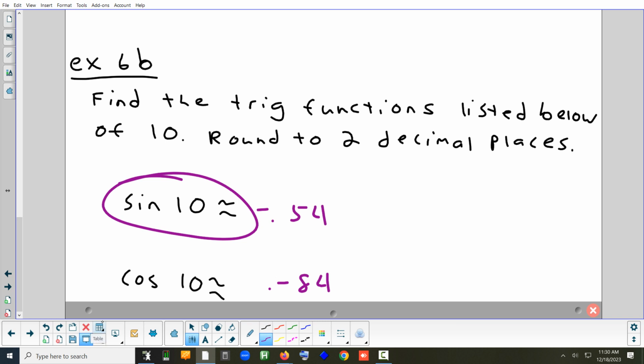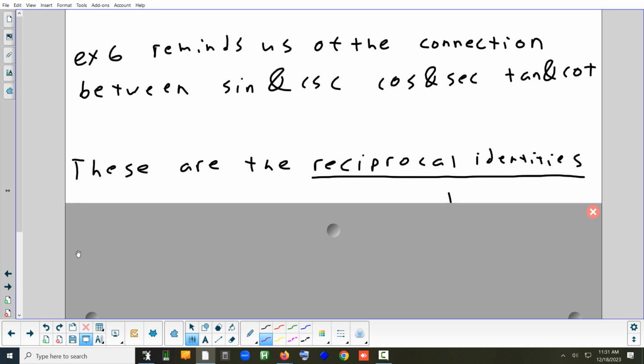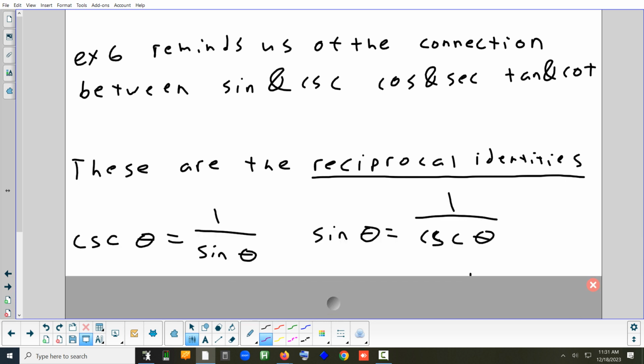Any question on that? Okay. So we keep seeing this connection between sine, cosecant, cosine, secant, tangent, and cotangent. And the connection is that these are what we call reciprocal identities. That means that you flip one to get the other. And because it's an identity, it's true all of the time. It's not like it only works if the angle is 10 degrees. It works for any angle you want to do.